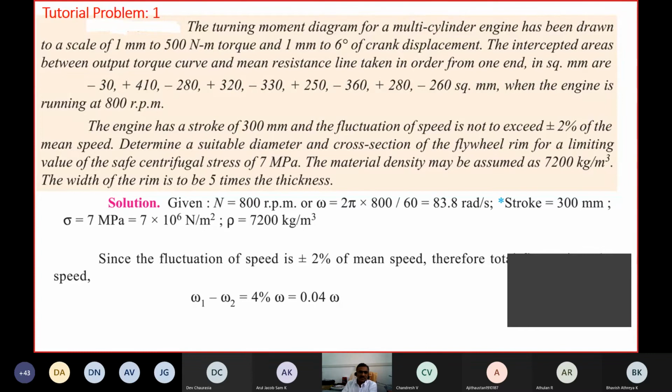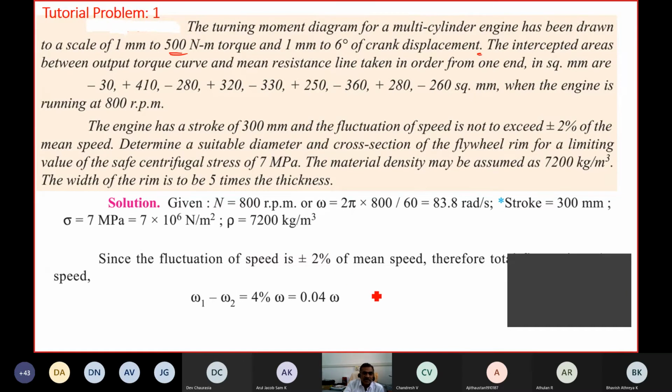This problem is on the turning moment diagram. The turning moment diagram for a multi-cylinder engine has been drawn to a scale of 1 millimeter equal to 500 Newton meter torque, and 1 millimeter equal to 6 degrees of crank displacement.